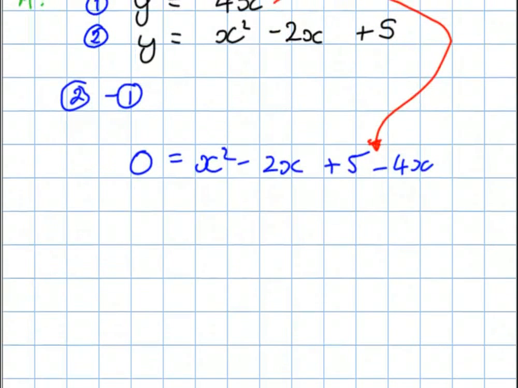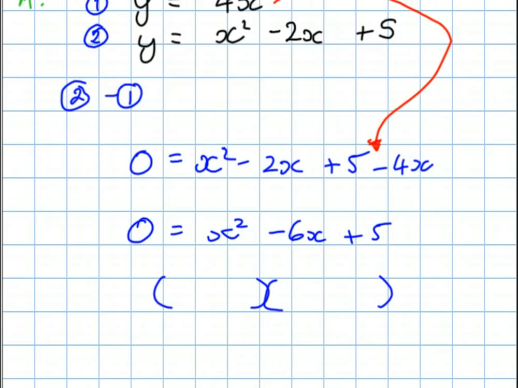Now, how do I proceed from here? Well, I've got a quadratic. I simplify the right-hand side. So 0 is equal to x squared minus 6x plus 5. And let's hope it factorizes without having to use that formula. So an x in each bracket. I want two numbers. Let's look at the clues. The signs have to be the same. This tells me they have to be minus.